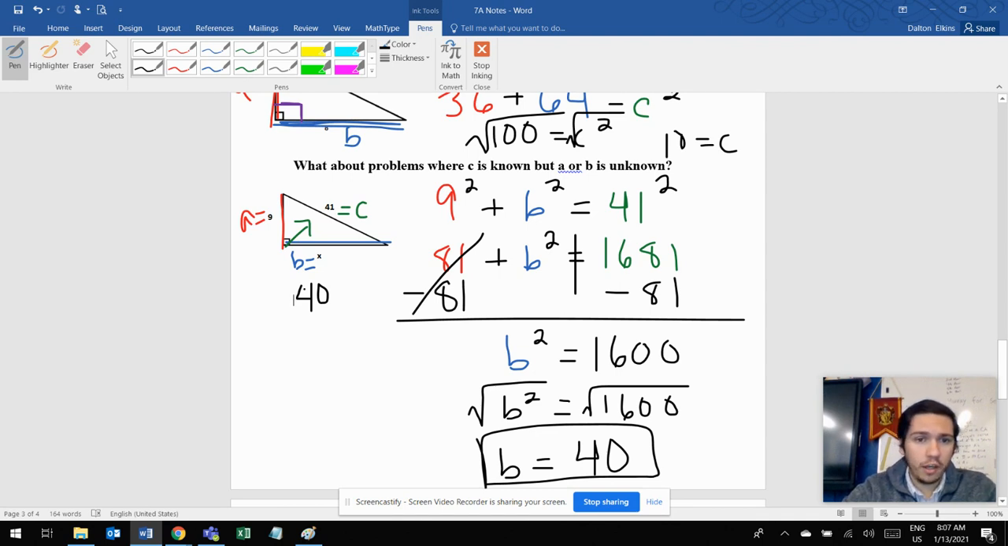And a good way to check is this side C is the hypotenuse. It's always the longest side. So I should expect whatever this is, which in this case is 41, to be bigger than 9 and to be bigger than 40. We know 41 is bigger than both 9 and 40, so this works. This makes sense.